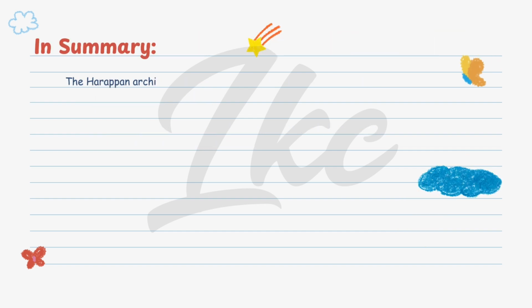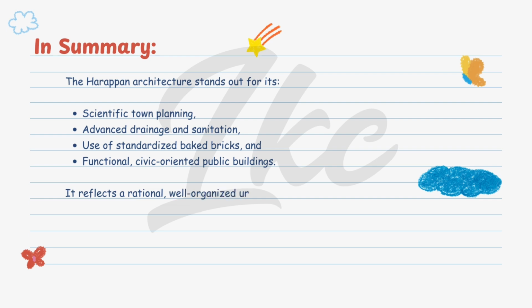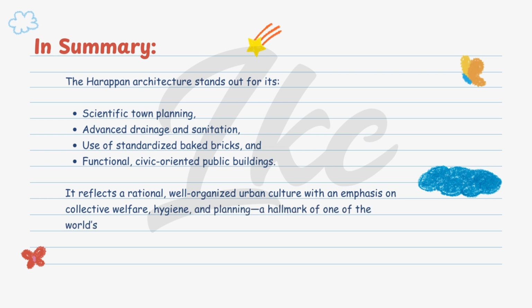In summary, the Harappan architecture stands out for its: first, scientific town planning; second, advanced drainage and sanitation; third, use of standardized baked bricks; and fourth, functional, civic-oriented public buildings. It reflects a rational, well-organized urban culture, with an emphasis on collective welfare, hygiene, and planning, a hallmark of one of the world's earliest urban civilizations.